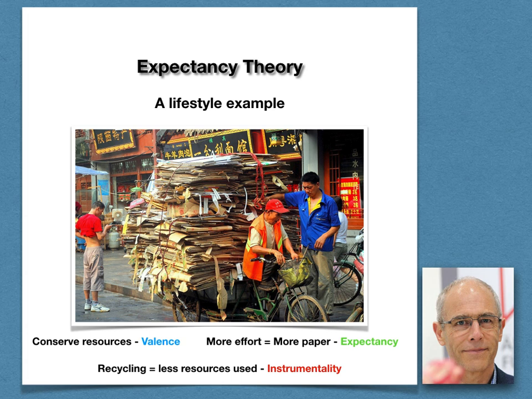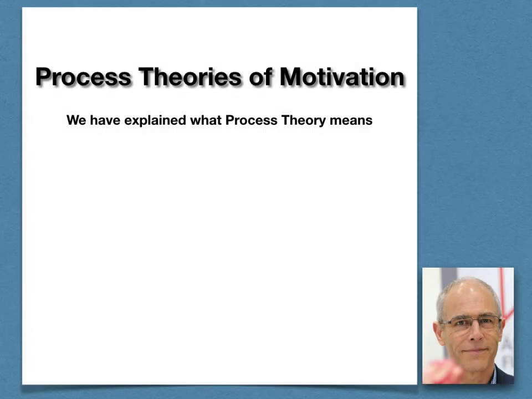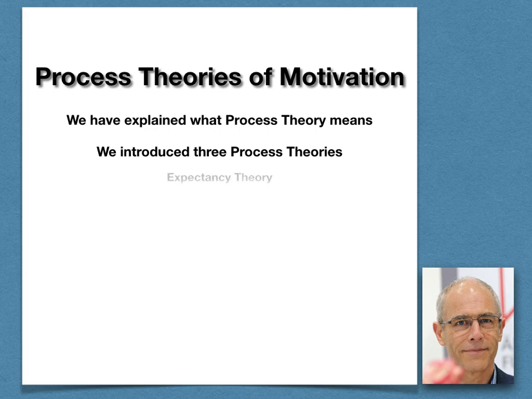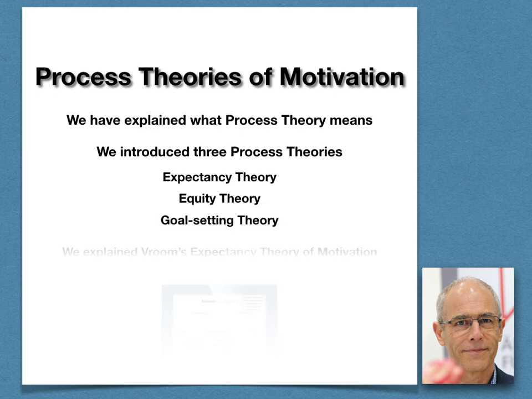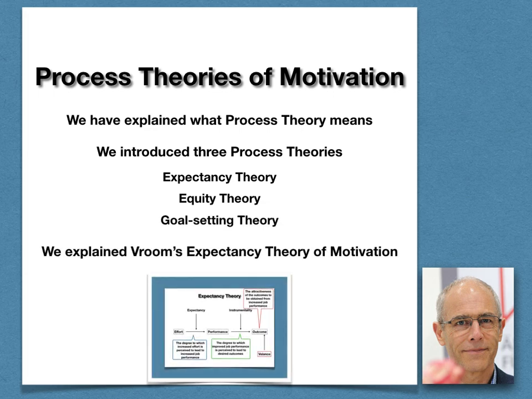We have now reached the end of this explanation of Vroom's expectancy theory of motivation. We have explained what process theory means. We introduced three process theories: expectancy theory, equity theory, and goal-setting theory. We have now explained the first of the process theories, Vroom's expectancy theory of motivation.